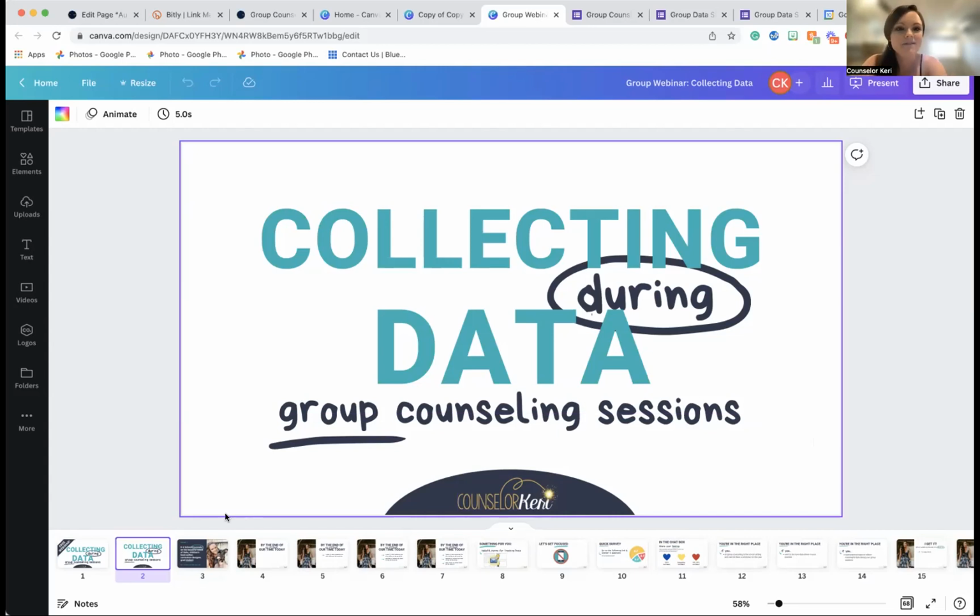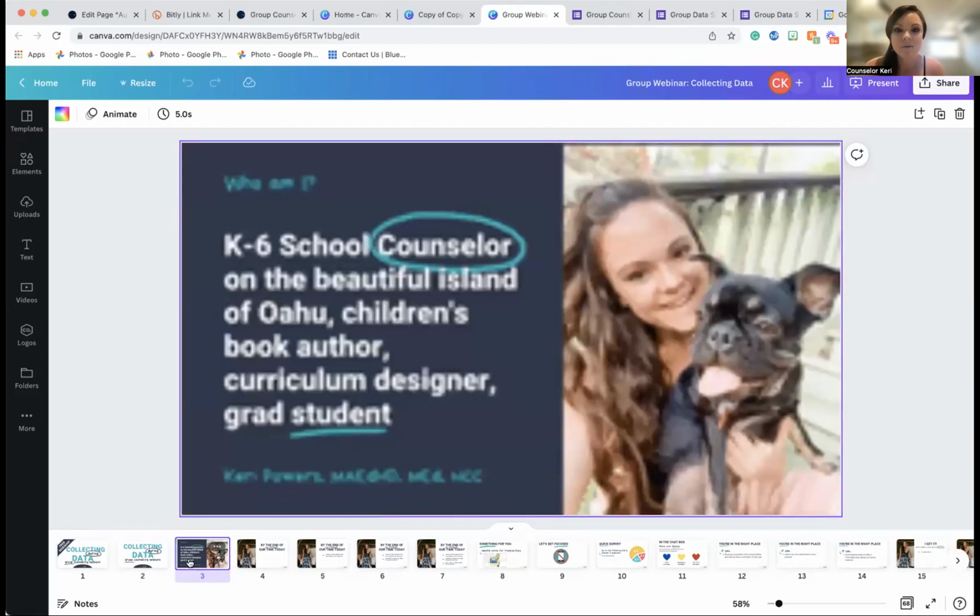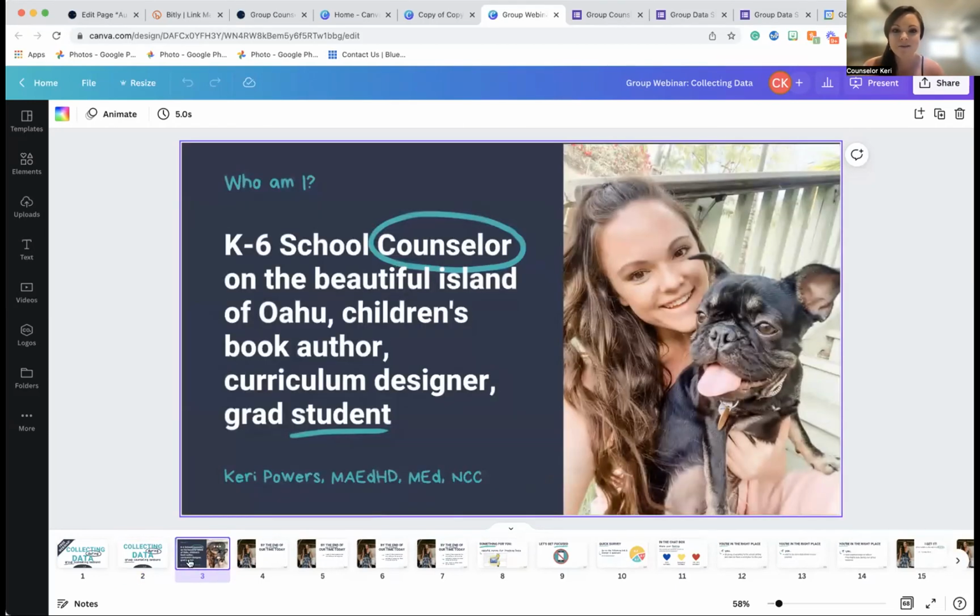So today we're just going to look at some ways that we can collect data during our group counseling sessions. I know that this has, for me, been a big pain point in the past. I know a lot of people mention sometimes that this is something that's difficult for them. So I just wanted to show you some really easy ways to do it. But before we do that, I'll just introduce myself in case we haven't met before.